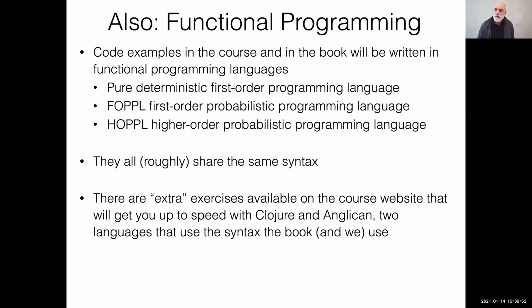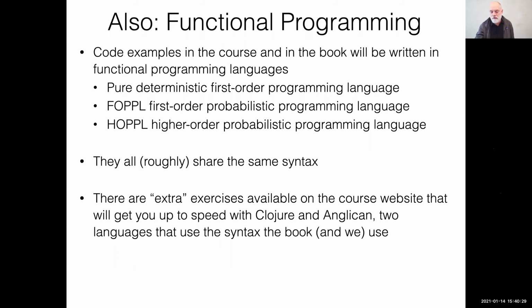So the code examples in the course and the book are written in functional programming languages. There are 3 different languages that we play with in the course. One is a pure deterministic first-order programming language. That will be the language of the link functions, it will turn out. There's a first-order probabilistic programming language, which will compile to graphical models. It corresponds to finite order probability models, and then there's a higher order probabilistic programming language, and that more or less is equivalent to any kind of modern.